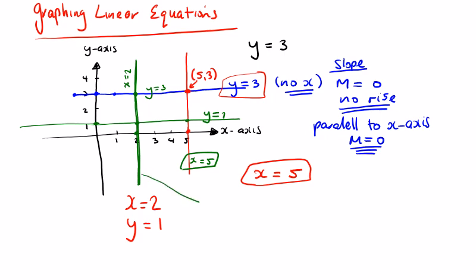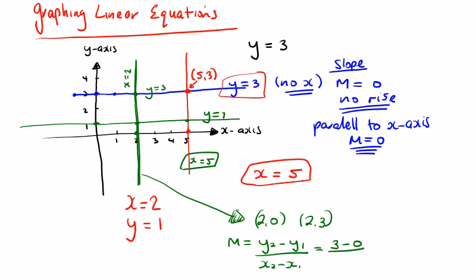Okay, before we move on, let's just look at the slope of this line. If we take the 2 points on that line that we drew, we took the point 2, 0, and we took the point 2, 3. If we use the formula for slope, y2 minus y1 over x2 minus x1, we'll see that the values we get will be 3 minus 0 over 2 minus 2, which is 3 over 0. And we know that you cannot divide a number by 0, so the slope of a line that's parallel to the y-axis is undefined. Undefined slope.